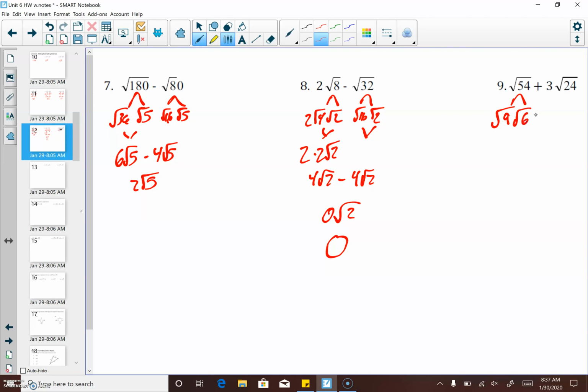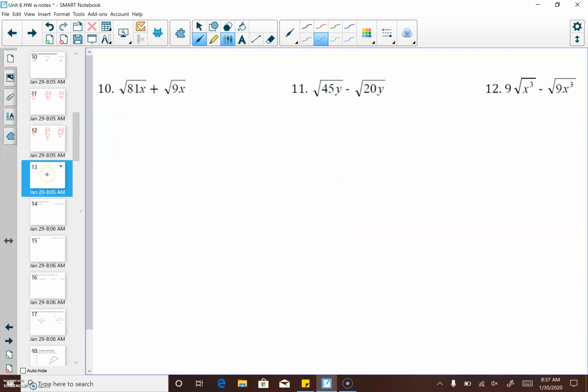54 is 9 and 6, gives us 3 square root 6. 24 is 4 and 6, we'll keep that 3 in front. We get 3 times 2 radical 6, which gives us 6 radical 6. Add them together to get 9 radical 6.